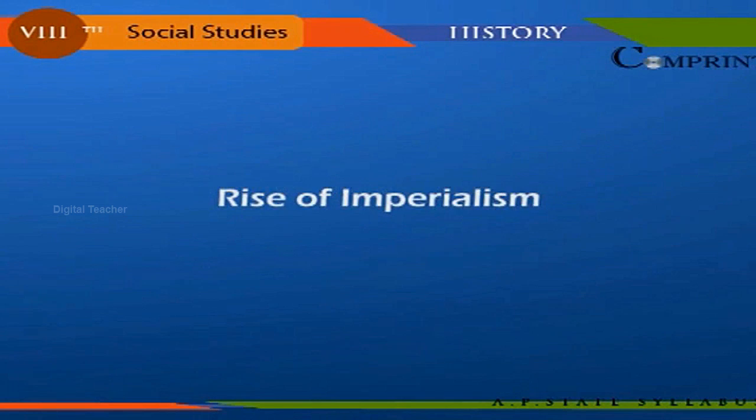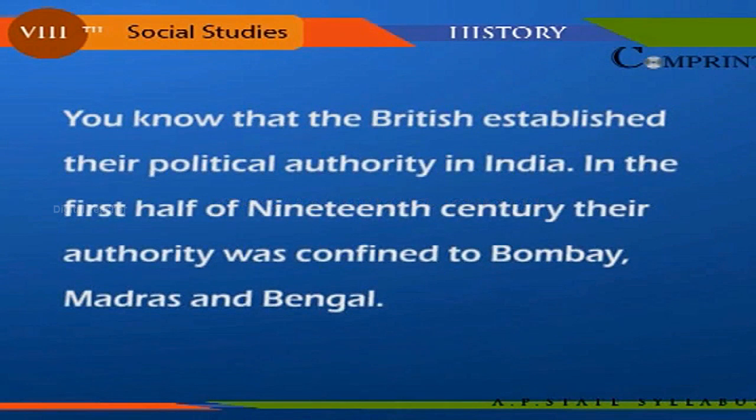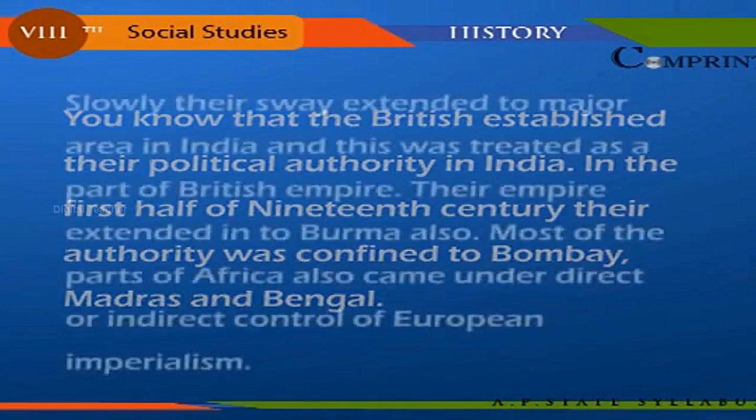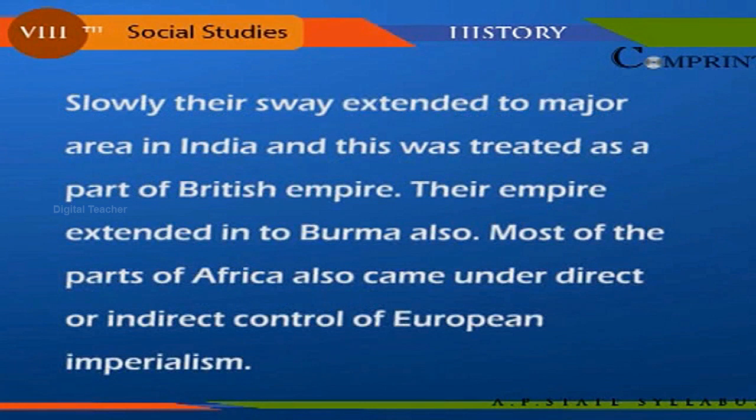Rise of Imperialism. You know that the British established their political authority in India in the first half of the 19th century. Their authority was confined to Bombay, Madras and Bengal. Slowly their sway extended to major areas in India, and this was treated as a part of the British Empire. Their empire extended into Burma also. Most of the parts of Africa also came under direct or indirect control of European imperialism.